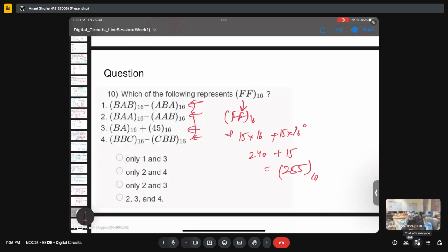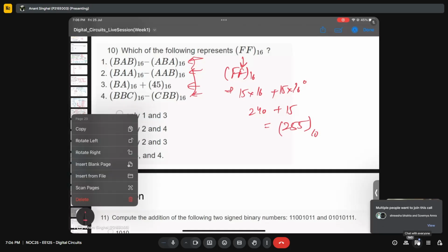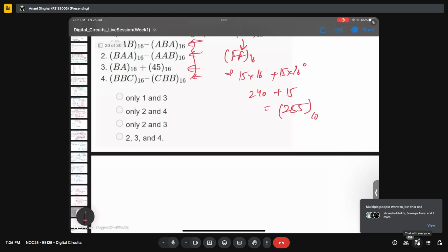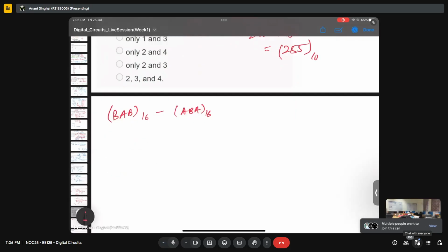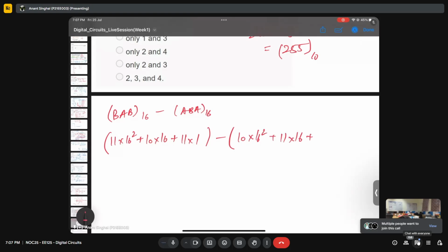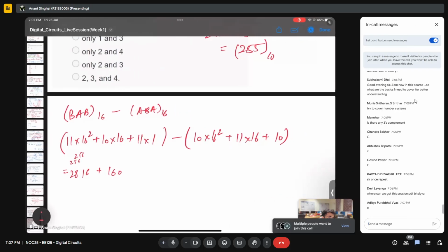So just try to do this and see if the decimal conversion is giving you the same or not. Let me try an example, for option A only. Let's see what option A is: BAB minus ABA. So BAB is 11 times 16 squared plus 10 times 16 plus 11 times 1, minus ABA, which is 10 times 16 squared plus 11 times 16 plus 10. So this will be 256, 256. Please mute your mic, whoever has opened it.